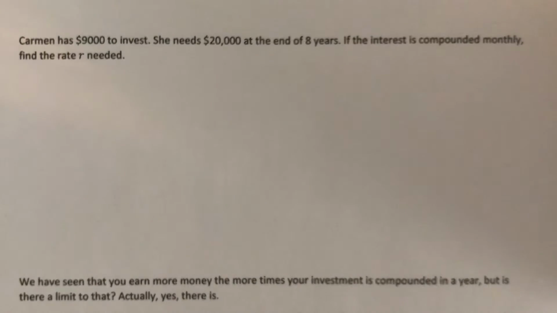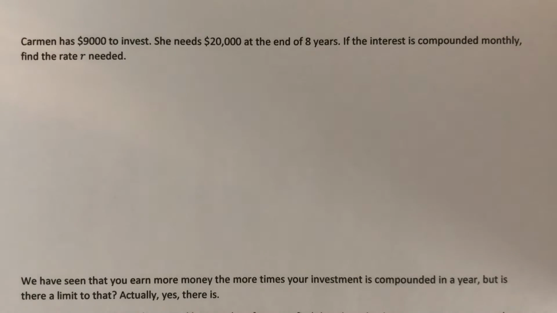This is part 4 of section 3.1. If Carmen has $9,000 to invest and she needs $20,000 at the end of 8 years, if the interest is compounded monthly, find the rate R needed to make that happen.